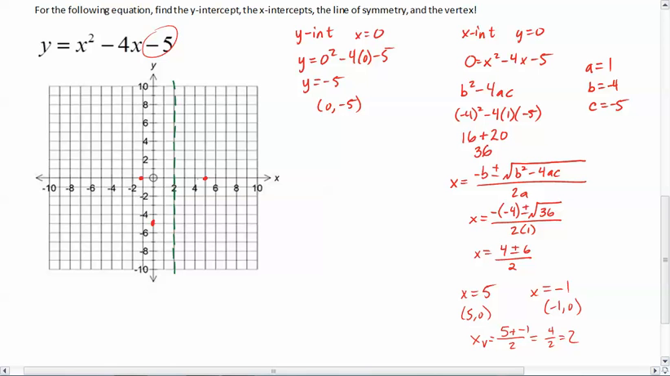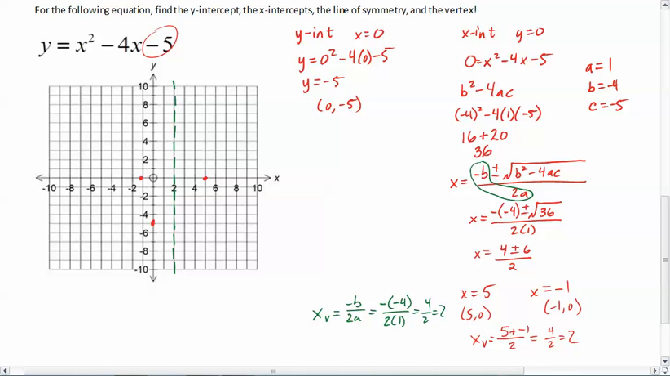Now, I want to make sure that I show you the other way of doing this as well. I also taught you that the negative b over 2a will also give us the x value of the vertex. So let's try that. Let's go xv equals negative b over 2a. So I got negative times negative 4 all over 2 times 1. Negative times negative 4 is 4 over 2, which is, again, of course, 2. So that's our axis of symmetry.